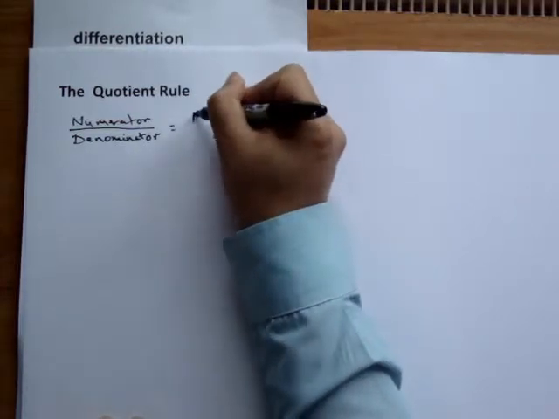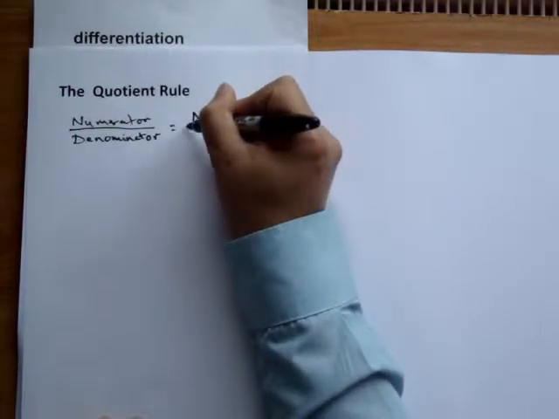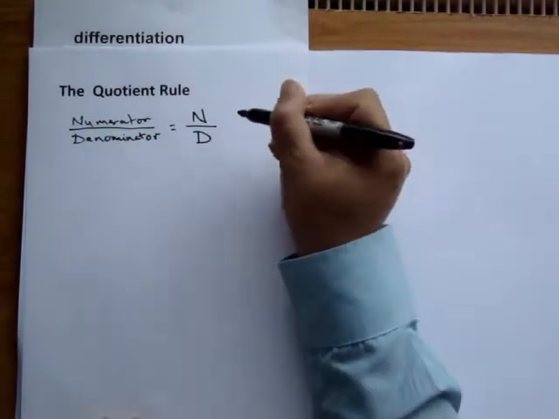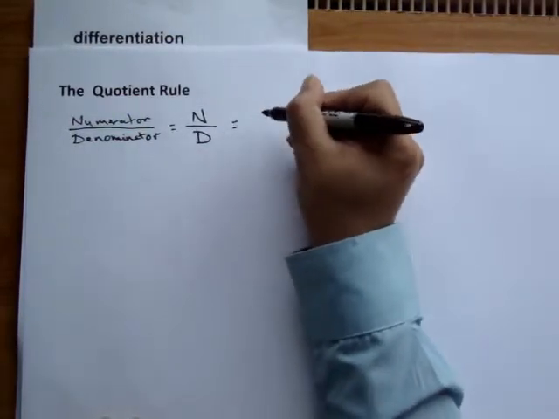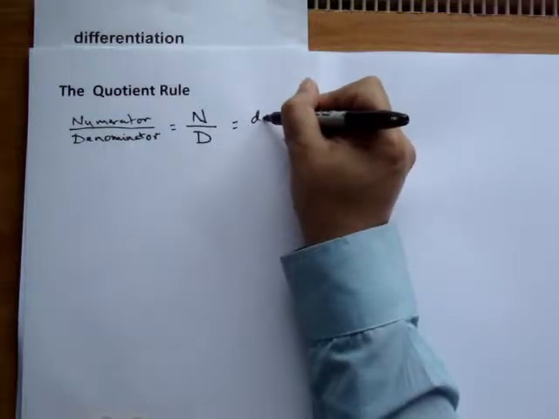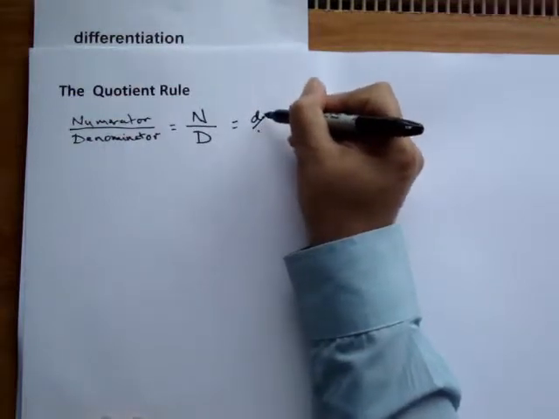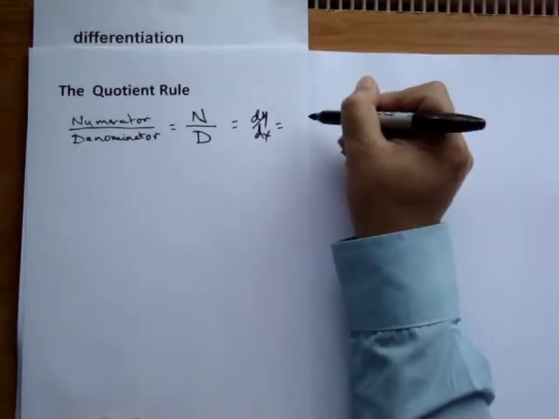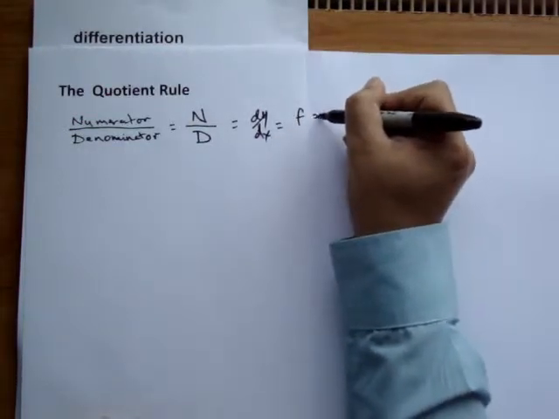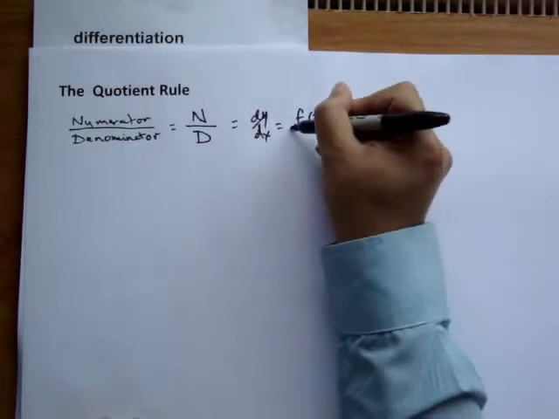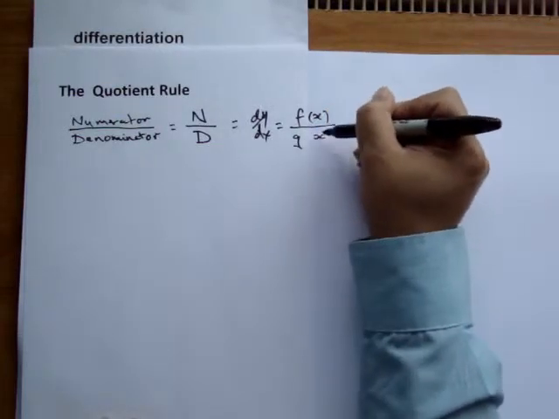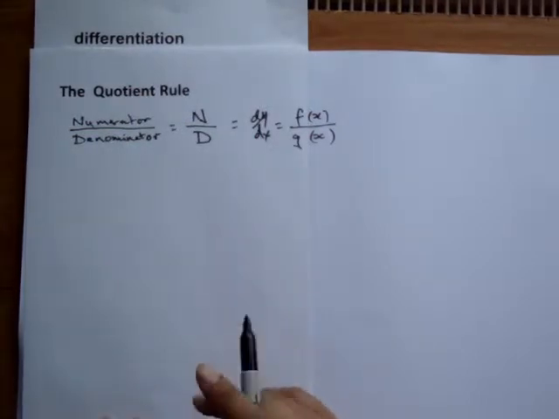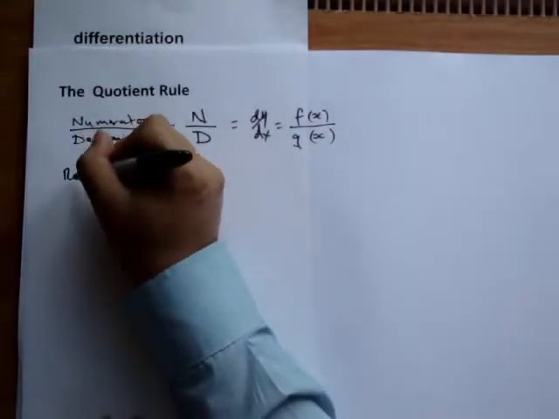So if we call the numerator n, the denominator d, dy by dx is f of x over g of x. So when we're faced with a problem like this, the rule is called the quotient rule.